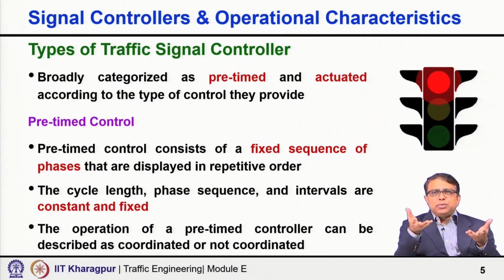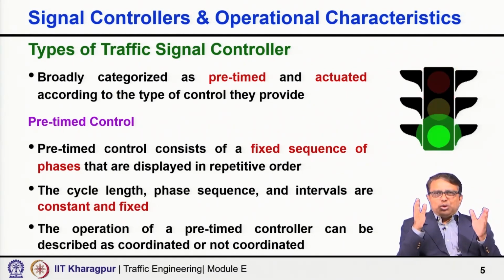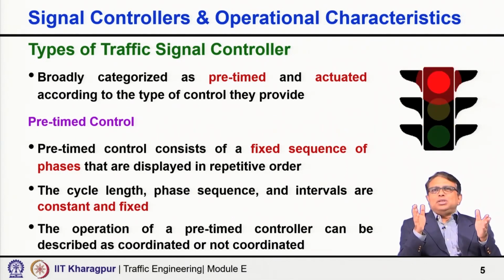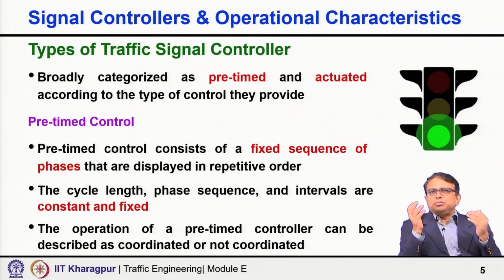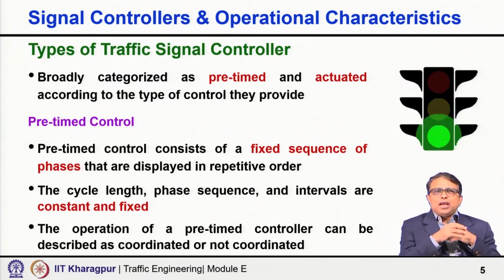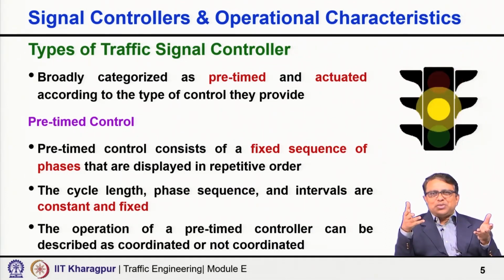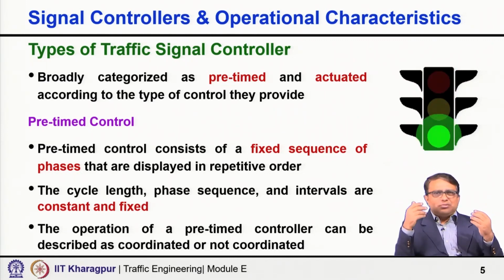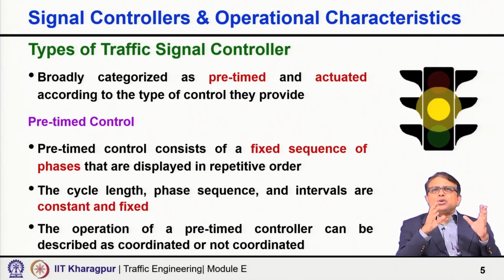So, for different movements the required green time will be different, but we are considering a typical work day, a typical evening peak or morning peak, and accordingly deciding the cycle length, green time, phasing, everything. And every weekday, every morning, every evening peak, we are operating with that same cycle length, phasing, green time, everything the same. So, that is called pre-timed signal.